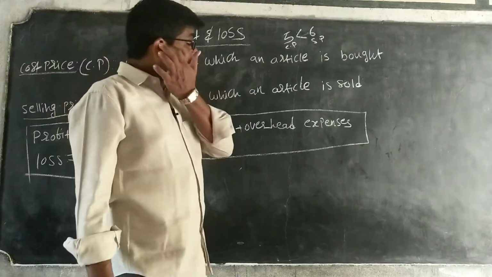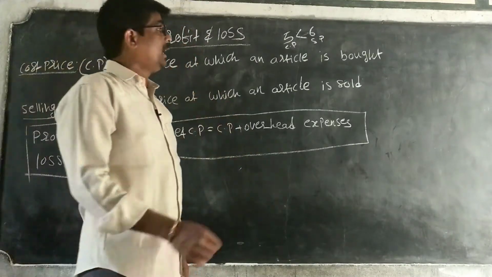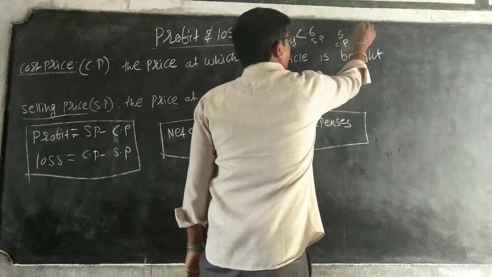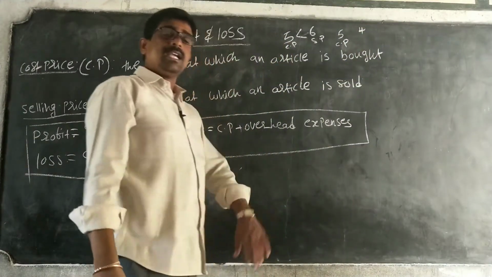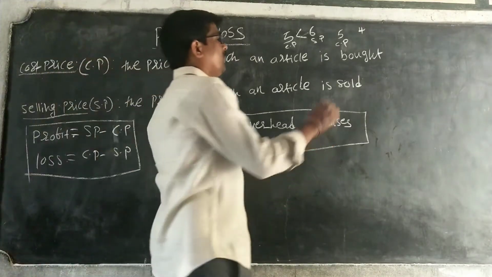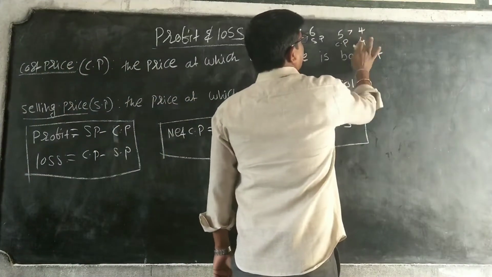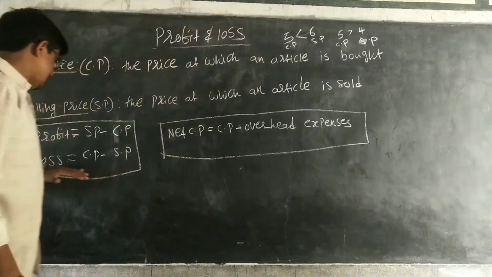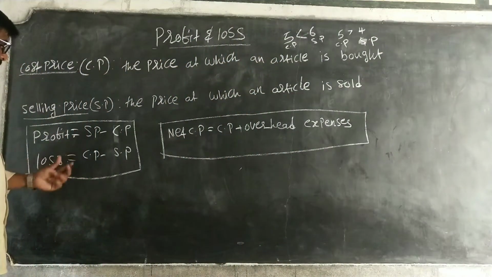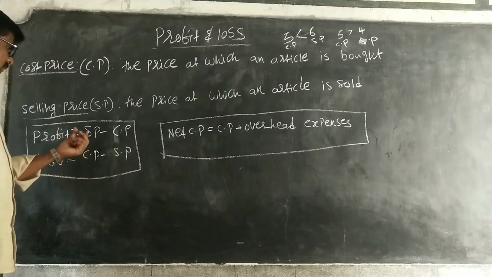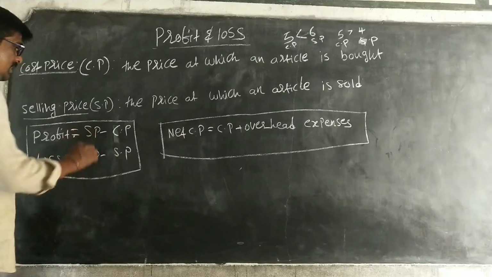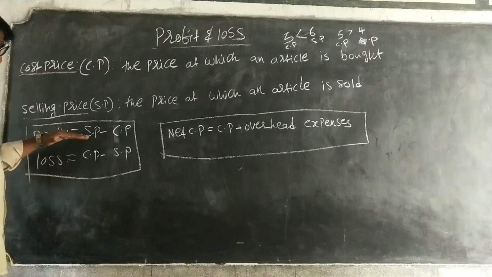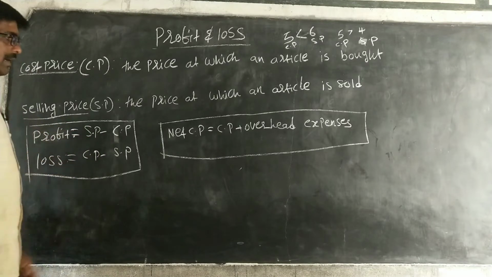Now if the cost of the pencil is 5 rupees and unexpectedly he sold that pencil for 4 rupees, then this is the selling price, and he got a loss. So whenever there is loss, the cost price is more. Whenever there is profit, the selling price is more. This is profit and this is loss.